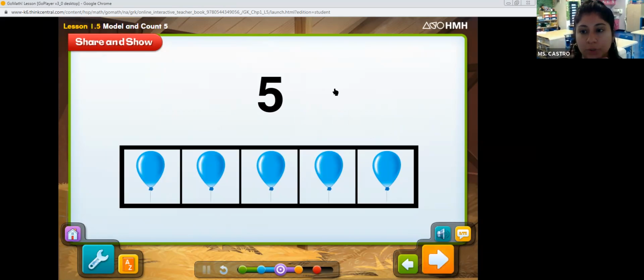So always remember, boys and girls, whenever we're using the 5 frame, start with the very first box. That's where we always start filling in our 5 frame, from the very first box. Okay?